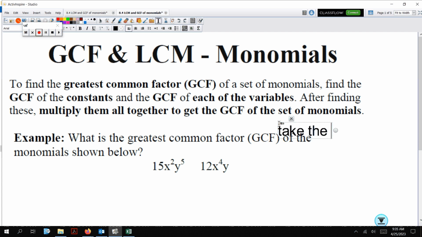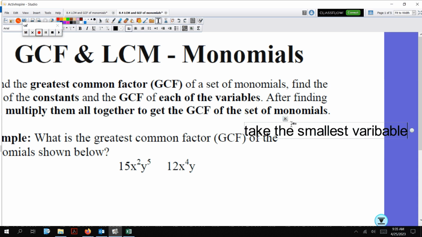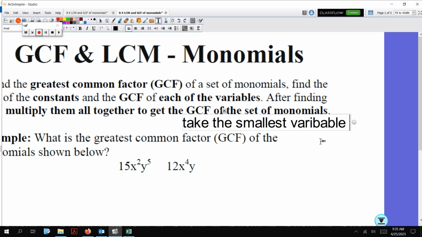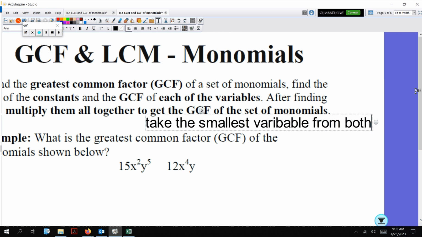Take the smallest variable from both. Right? It has to be common with both for the greatest common factor. So that's kind of the weird thing here.